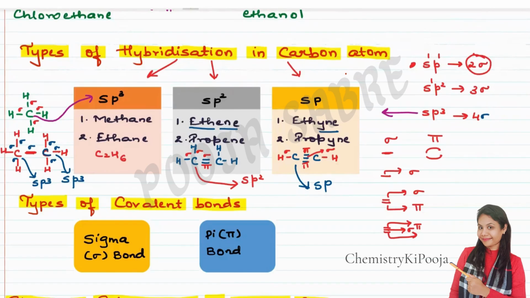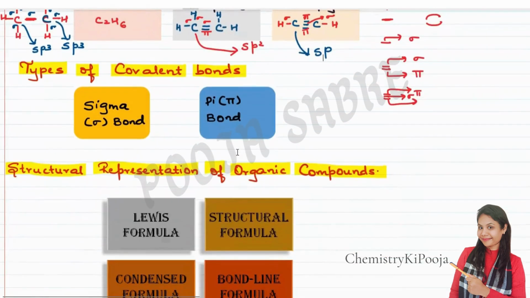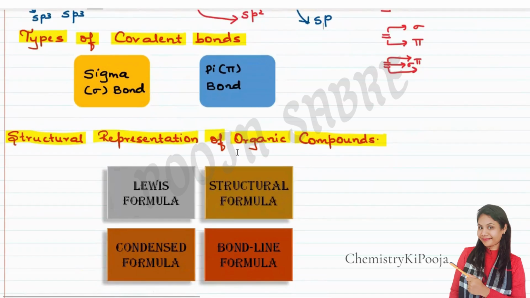Right? Understood how to solve such type of questions, because they can give you a structure, and from that you need to identify the type of hybridization for each and every carbon. Okay? And then coming to the types of covalent bond, just now I explained to you, it can be sigma bond or pi bond. Clear? In the next lecture, I will be proceeding with structural representation of organic compounds.